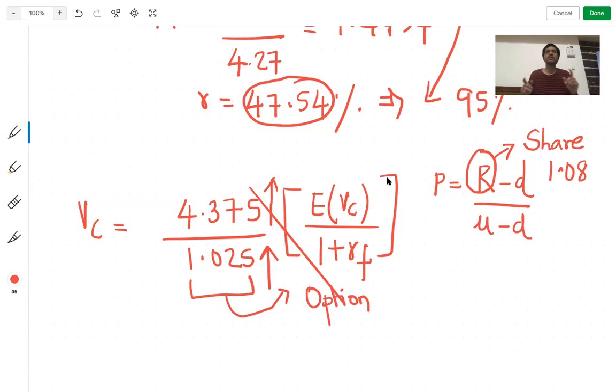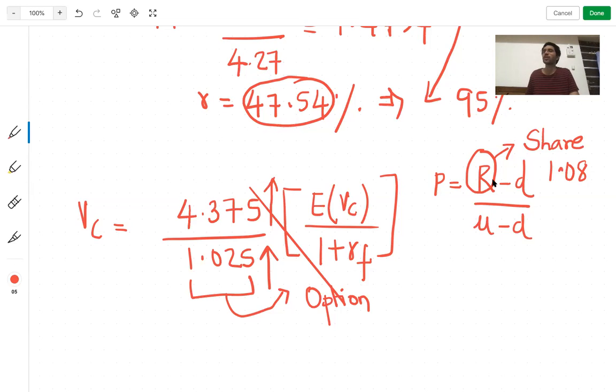Okay, I will repeat myself. When you're calculating in the risk neutral world, you had an expected value of a call of 4.375, and then you used a discount rate of 2.5% because that was your required rate of return, the risk-free rate. When you're calculating the same thing in a risk averse world, the numerator goes up. Why?